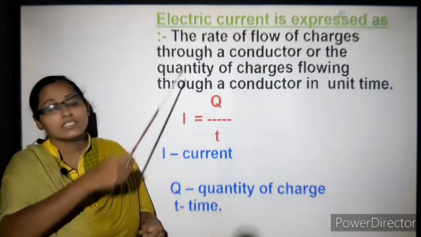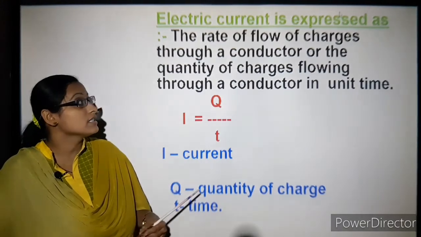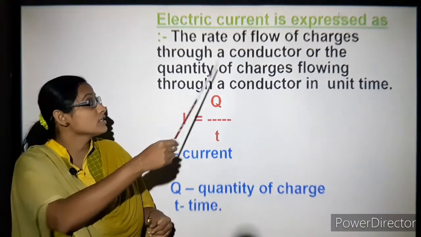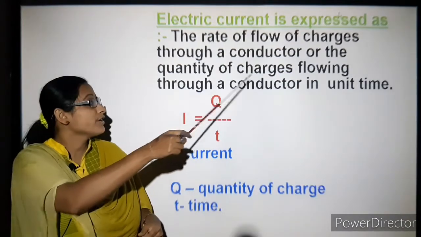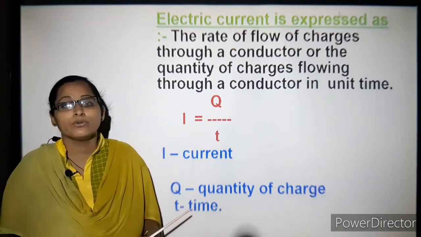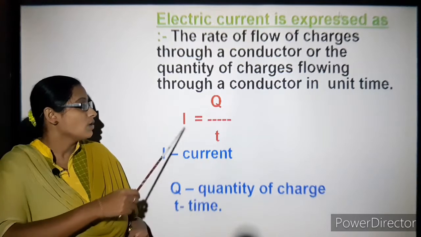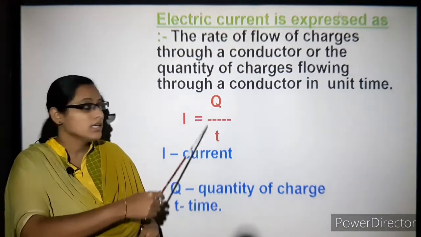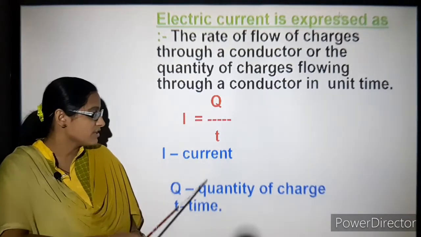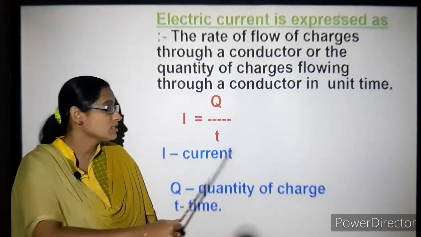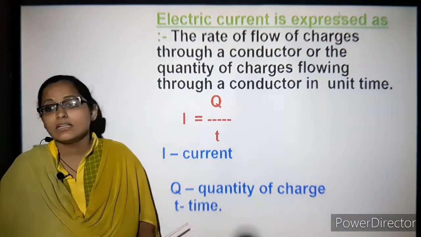Electric current can be expressed as the rate of flow of charges through the conductor, or the quantity of charges flowing through a conductor in a unit time. So I equals Q by T, where I represents current, Q represents the quantity of the charge, and T represents the time.